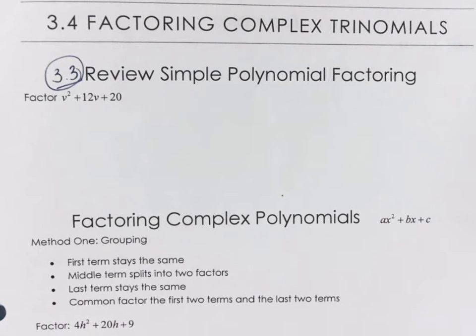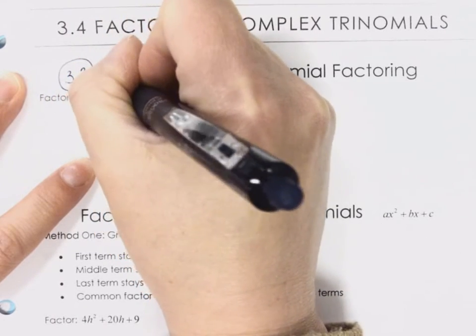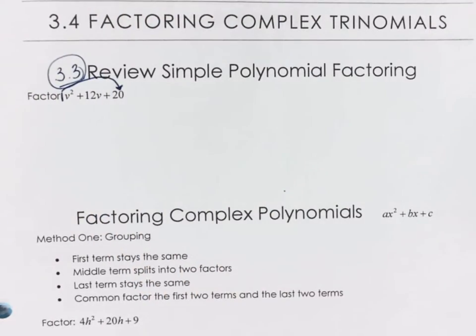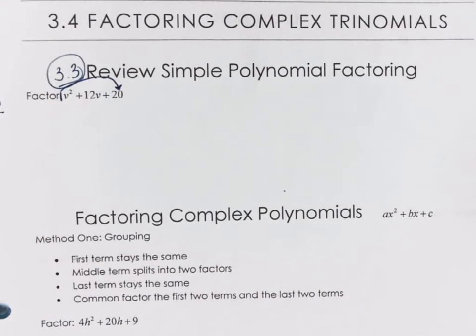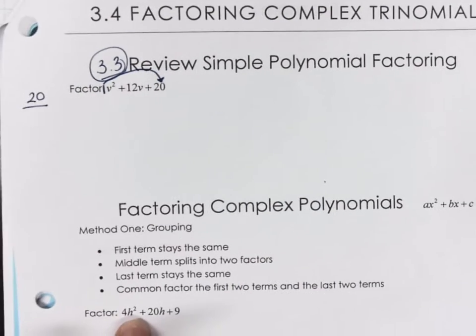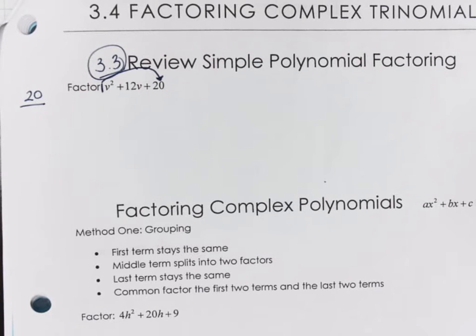So now, the first step in simple trinomial factoring is we take the invisible 1, and we times it by the 20, and hopefully we all get 20. And then what do we do with the factors of 20? Ooh, you can't see my 20. Rahat. We find out two numbers that equal 20 when you multiply them, but when you add them, they equal 12. Perfect. Excellent. Couldn't have explained it better myself.